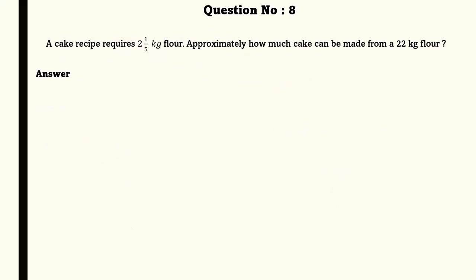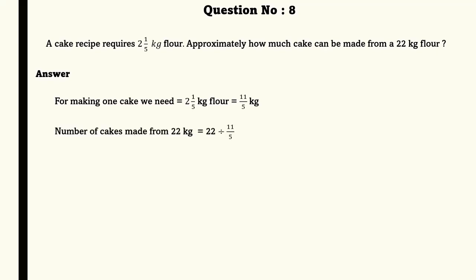Question number 8. A cake recipe requires 2 1/5 kg of flour. Approximately how much cake can be made from 22 kg flour? For making one cake, we need 11/5 kg. Number of cakes made from 22 kg is equal to 22 divided by 11/5. That is 22 into 5 by 11, which is equal to 10 cakes.